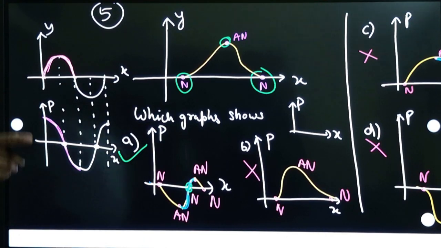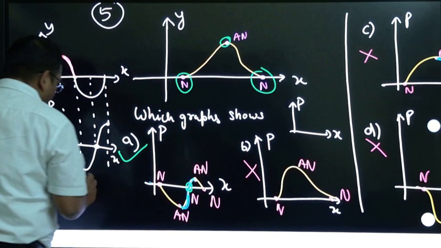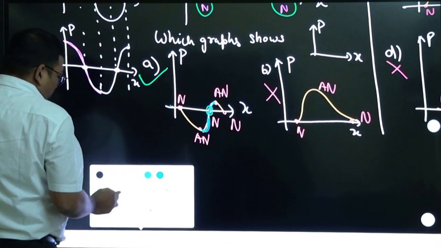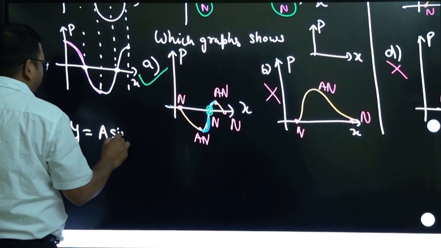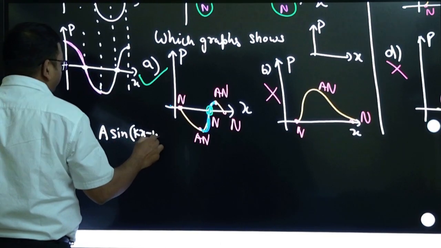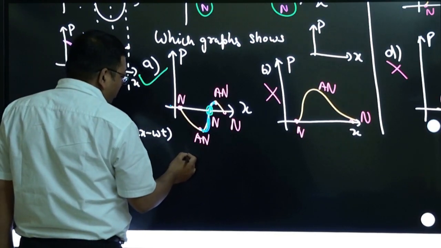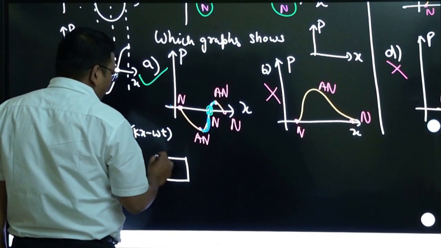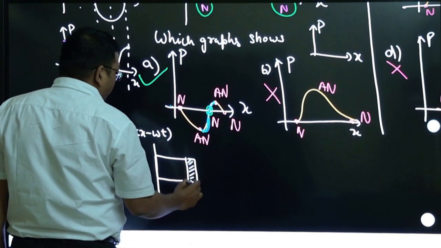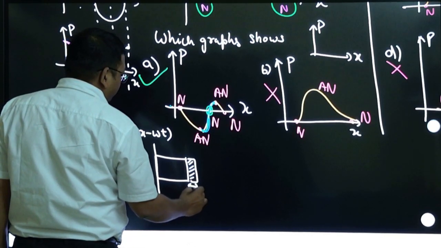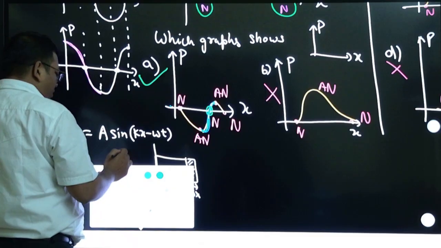Yes, there is a minus symbol there. Did you see that? If you remember, we have written y is equal to a sine kx minus omega t. And while we are calculating the pressure wave function, we are studying the change in volume. So there is a small change in volume in this element, which is delta x. This position is x. Okay, so how did we solve this?